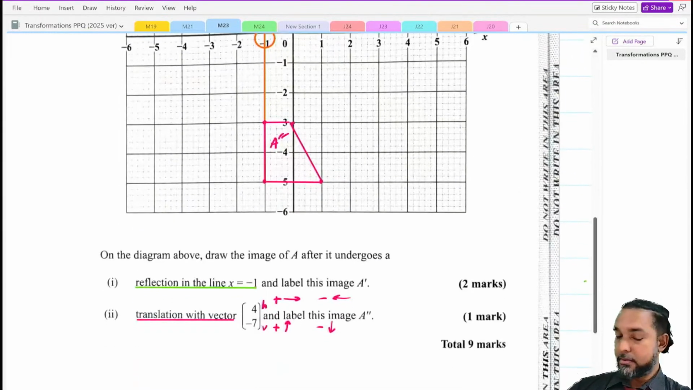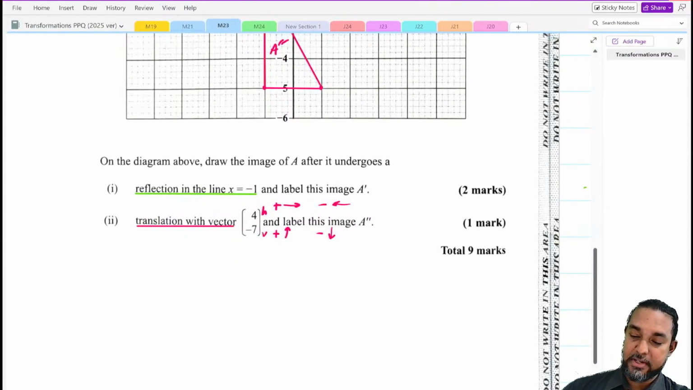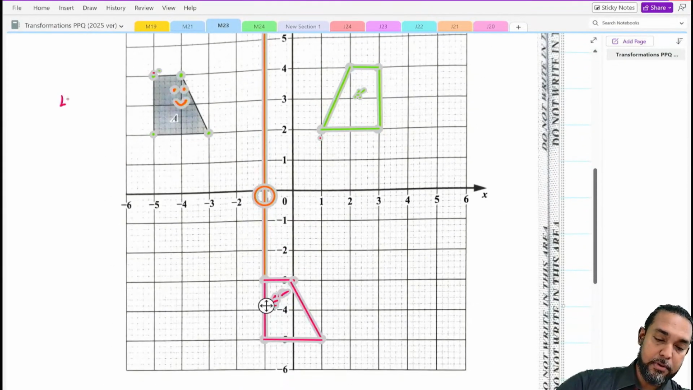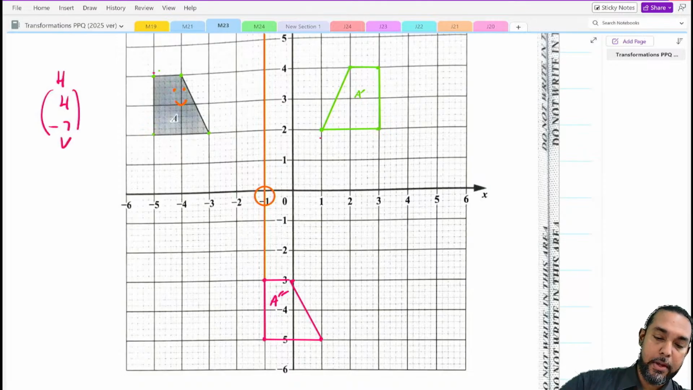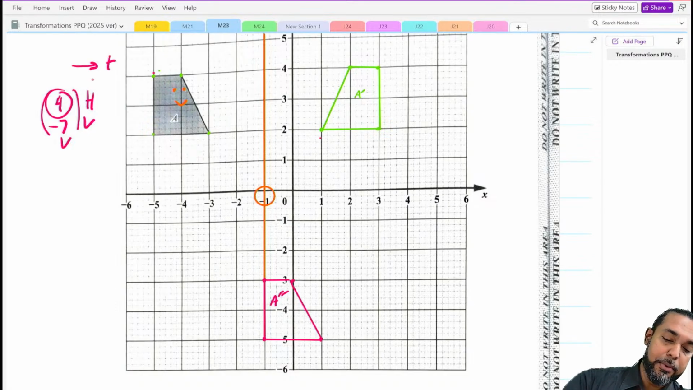Right. So they tell us that we have a translation with vector 4, minus 7. The vector 4, minus 7 tells us how we're going to move this by shifting it horizontally and then vertically. The top component here is the horizontal component. And the bottom component is the vertical component. If it's a positive horizontal, you go to the right. If it was a negative horizontal, it will go to the left. Similarly with the vertical component, if it's positive, you go up. If it's negative, you go down.